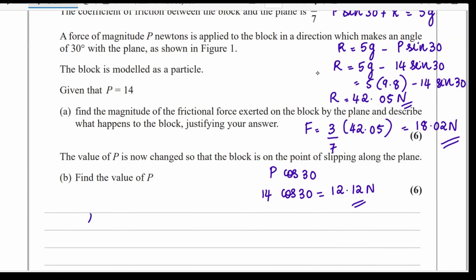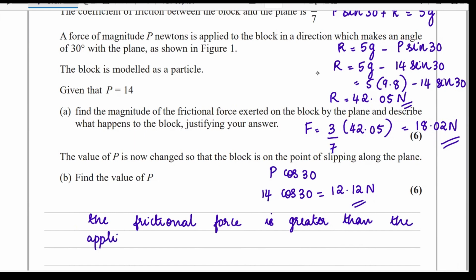So we can say the frictional force is greater than the applied force. Therefore, the block will remain at rest.